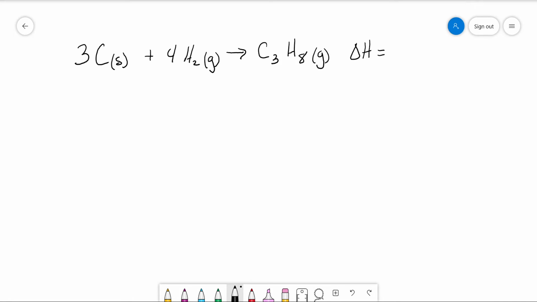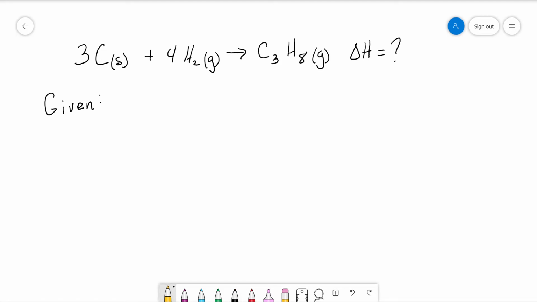Alright, we are going to do an example of Hess's law. So let me first give you the equation we're trying to find the delta H for. So 3 carbons plus 4 H2 gas, and these phases are really important. You can't leave phases off on Hess's law. It gives us C3H8 gas, and we want to know the delta H for this process.